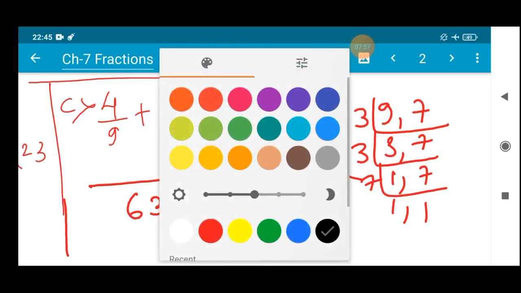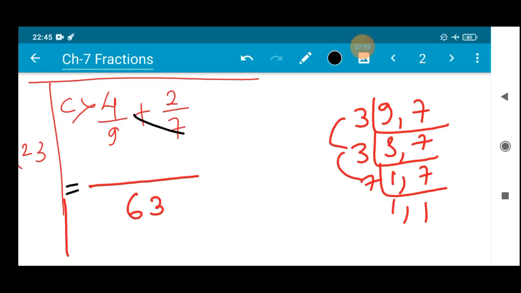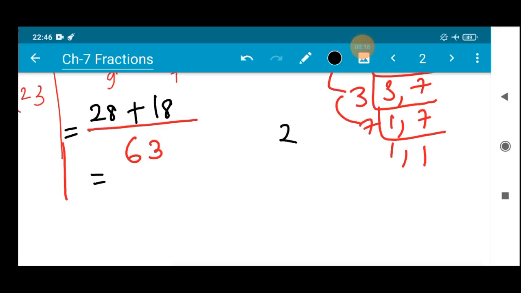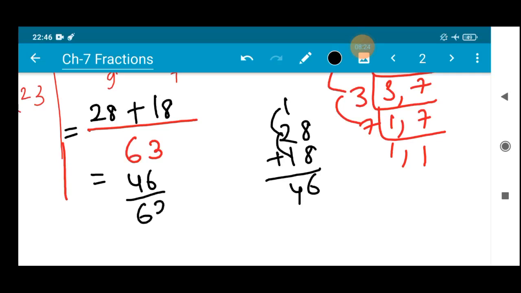I have written it here. Now next, cross multiply it. Don't forget that you have to multiply this first, then the second one, like this. So 7 4s is 28, and 9 2s is 18. Now if I add this, what will I get? 28 plus 18. 8 plus 8 is 16, 1 in hand, 2 plus 1 is 3, and 3 plus 1 is 4. So it is 46 divided by 63.